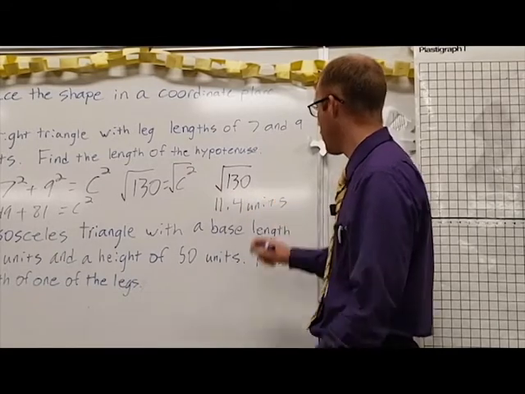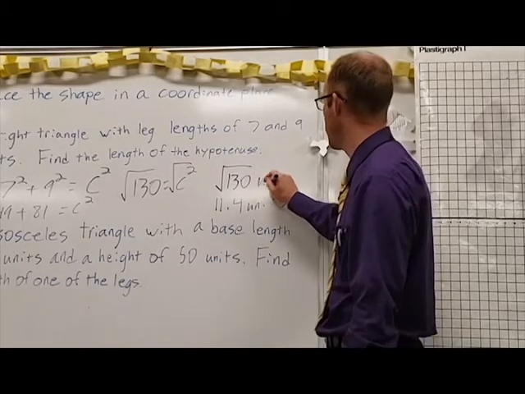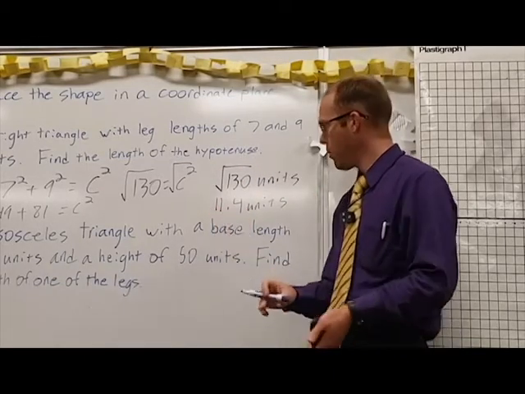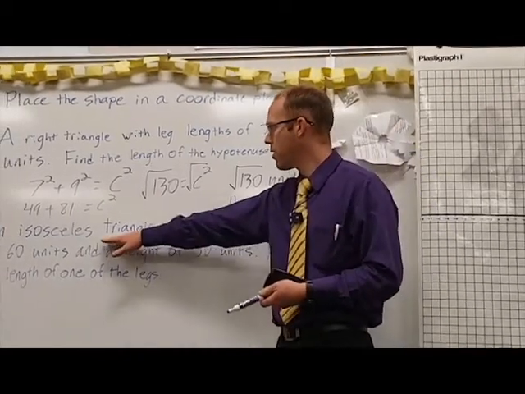So pay attention. If it wants exact numbers, leave it this way, square root of 130 units. If it wants rounded, do it that way, and keep the appropriate number of decimal places. All right, let's take a look at our second one.